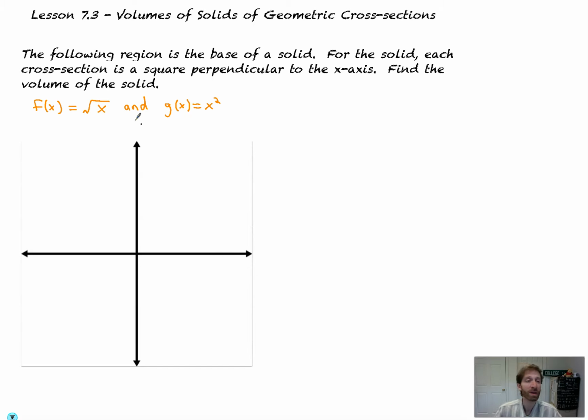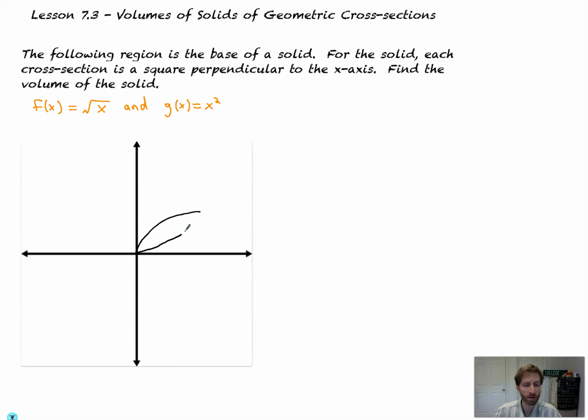Let's jump into it. It says the following region is the base of a solid. For the solid, each cross-section is a square perpendicular to the x-axis. Find the volume of the solid. So let's draw out the region, just like we've been doing in area, just like we did in volumes of solids of revolution. We've got root x, and you've got x squared.